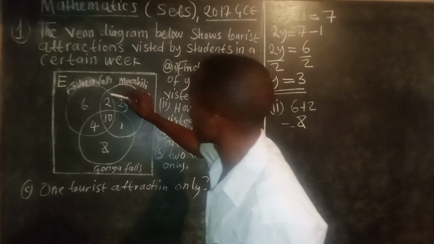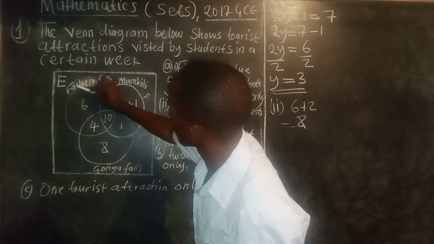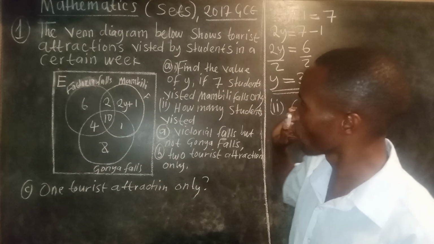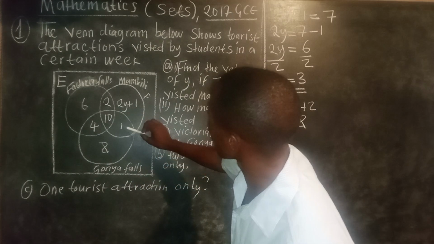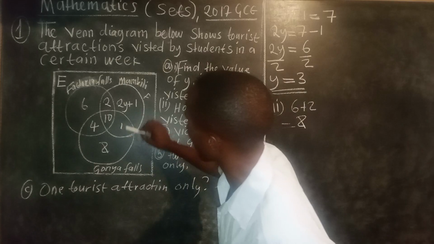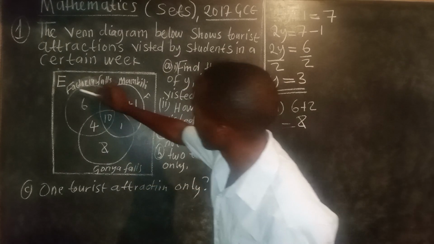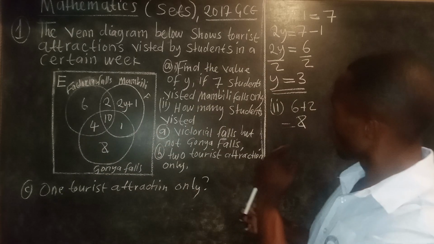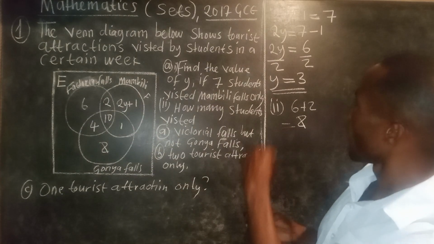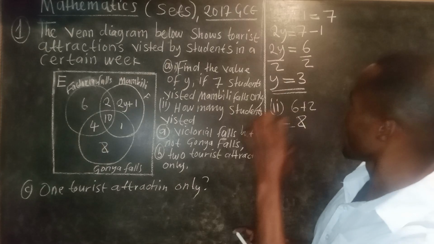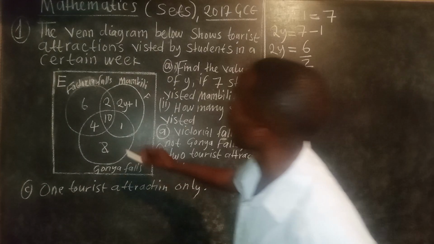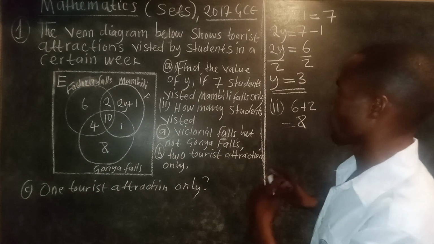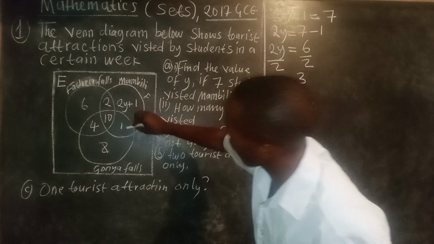So when you look at these, 2 is found in Victoria Falls as well as in Mambirima Falls. So we are going to pick that one. Then where else? We also have Mambirima Falls and Ngonya Falls. We have 1 here. Then the other side, we have Victoria Falls and Ngonya Falls. How many? There are 4. So for us to answer that question, to know the total number of students that visited only 2 tourist attractions, we are going to add 2 plus 4, then plus 1. Okay, 2 plus 1 plus 4.